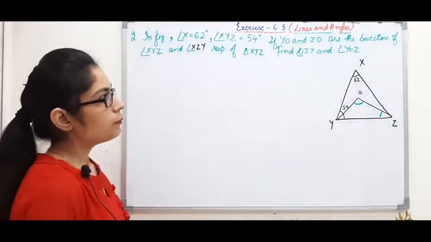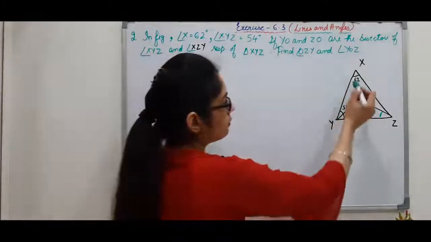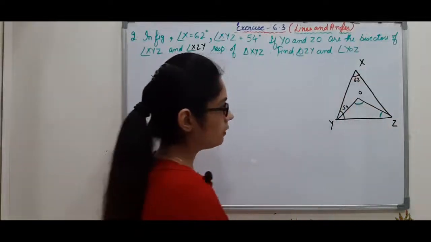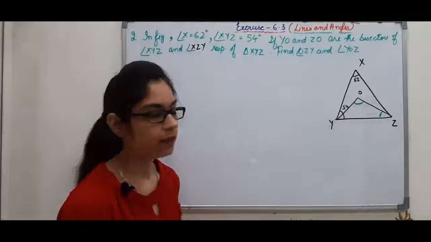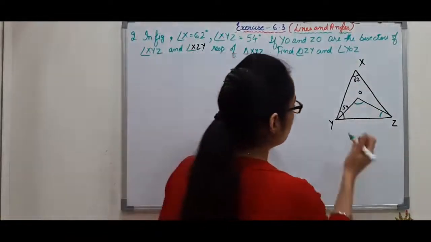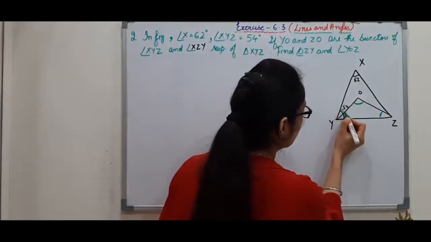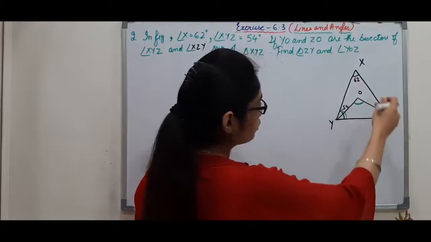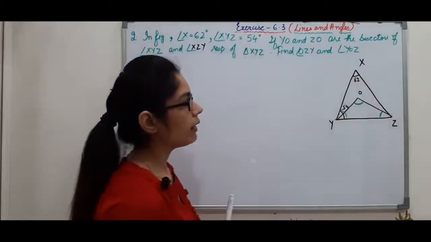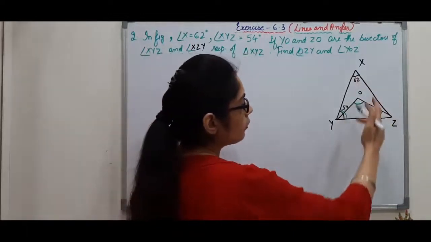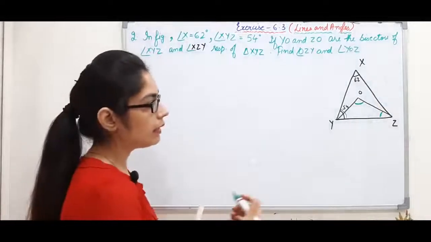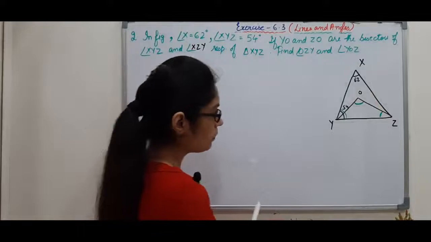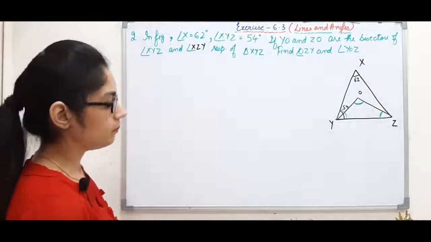Because these two are the bisectors of this angle and this angle, bisector means YO is dividing this complete angle into two equal angles, which means this angle is equal to this angle. Same goes here also. ZO is dividing the complete angle Z into two equal angles. Bisector means dividing into two equal parts. So we can start now.